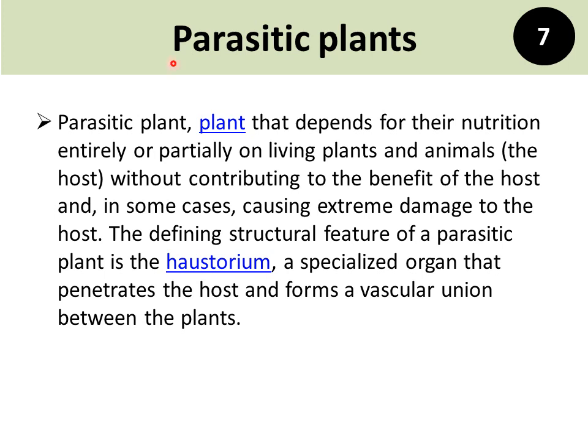Students, now let's have a closer look at the first type of heterotrophic plant, that is parasitic plants. Parasitic plants are those plants which are unable to prepare their food, so they have to depend entirely or partially on living plants and animals for their nutrition, without contributing to the benefit of the host or causing damage to the host. These plants have a special type of roots which are known as haustoria that penetrate the body of the host and form a vascular union between the plants.